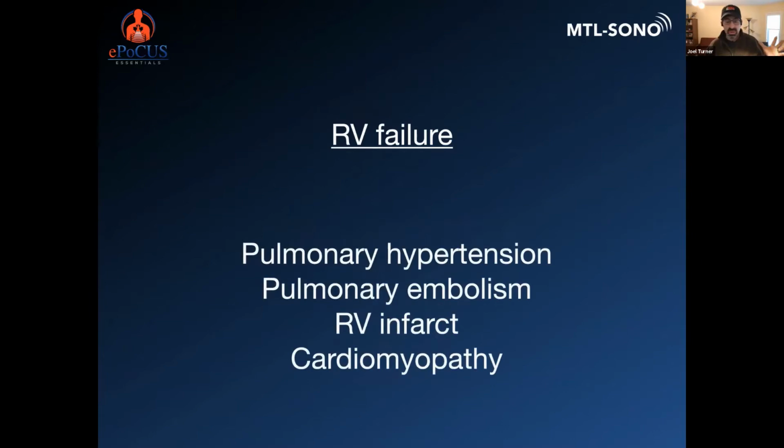So the main pathology that I want you to think about is, could this patient have pulmonary hypertension? Could this patient have a pulmonary embolism? Is there an RV infarct? Is there some sort of RV cardiomyopathy that's causing RV failure?